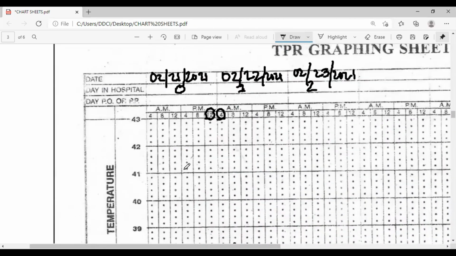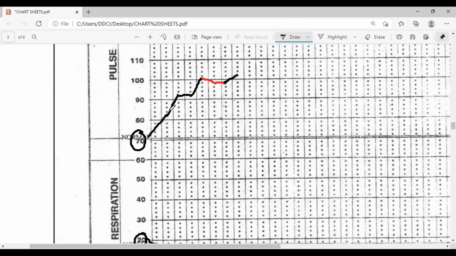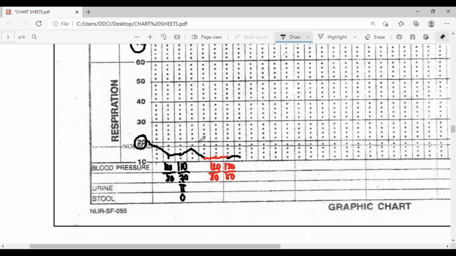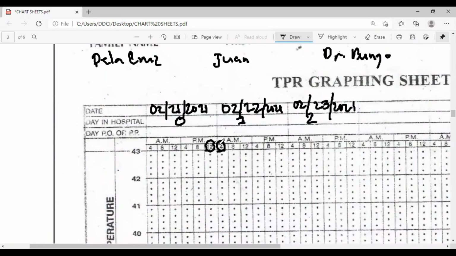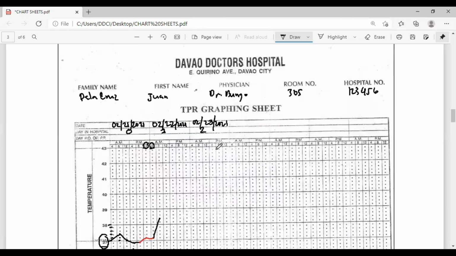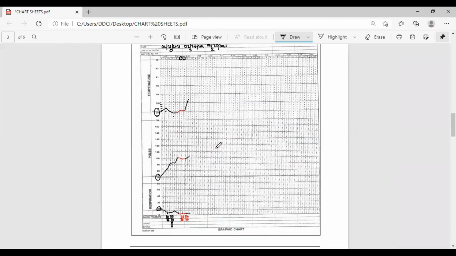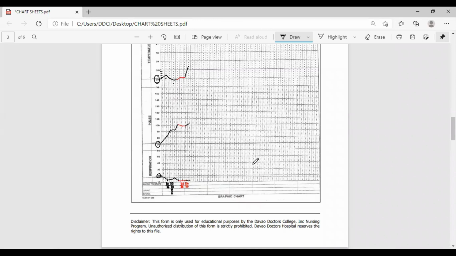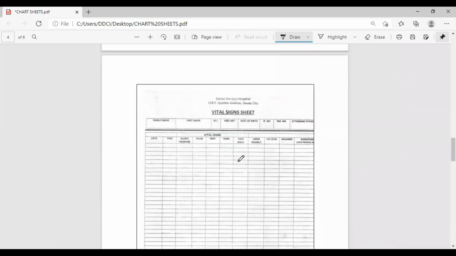So again, at the end of your shift, you have to monitor it every shift, depending on the doctor's order. So this is how the TPR is going to look, like that.